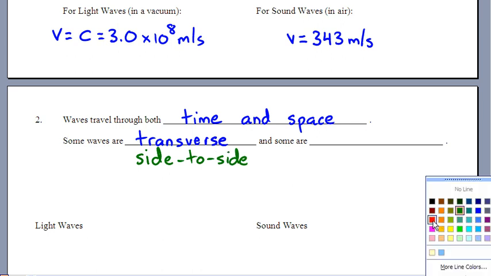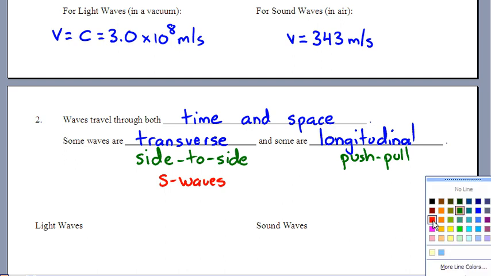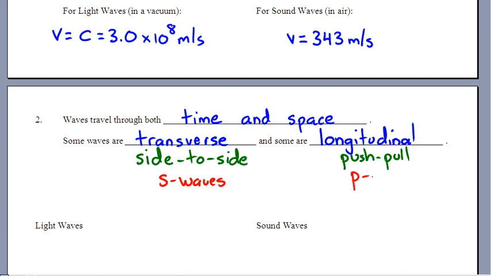If you're a geophysicist looking at earthquakes, you might say, oh yeah, those are S waves. And for them, the S stands for secondary because they actually get there a little bit later than these other waves. Fancy name here, they're called longitudinal. And so a longitudinal wave is a push-pull wave. And if you were a geophysicist, you might say, oh yeah, that's a P wave.